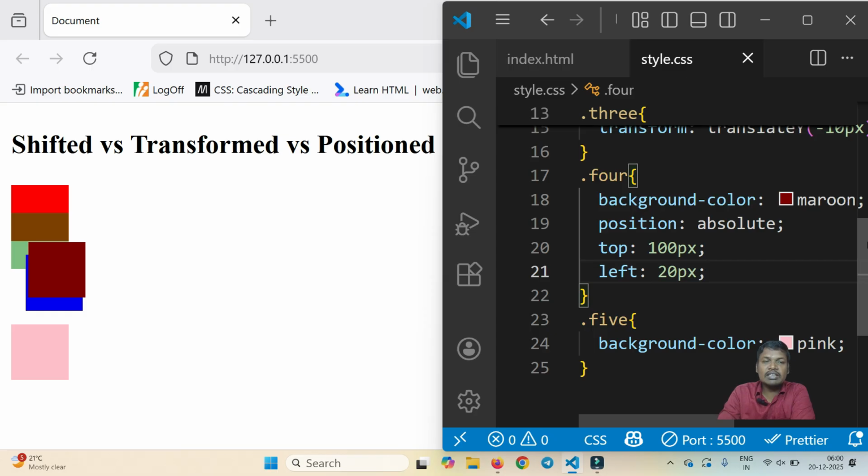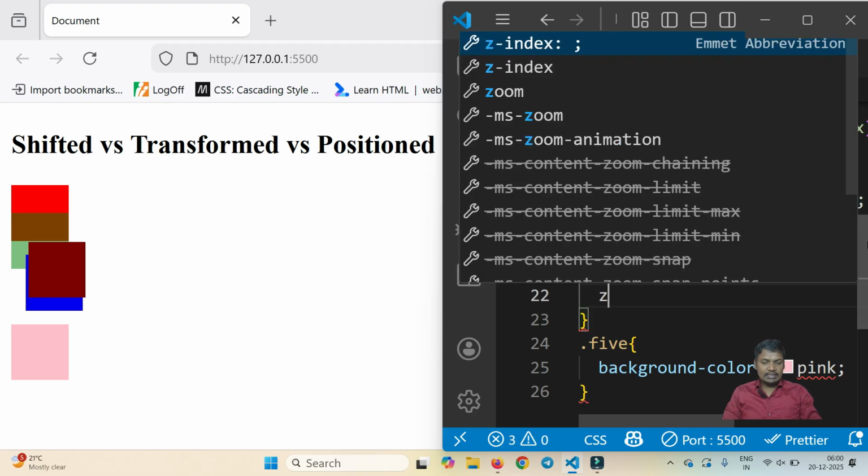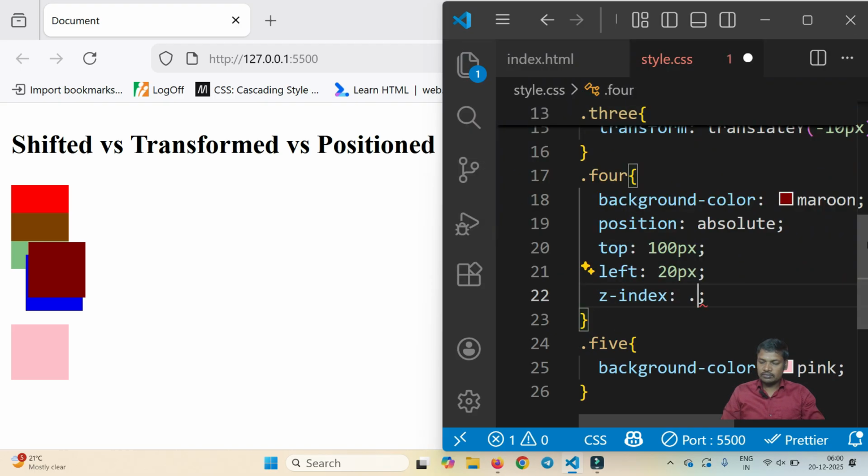Shifted elements and transformed elements are still in the normal document flow paper, but the positioned element creates another paper, another composite layer. This is important. Only the positioned element leaves the normal document flow. Remember, only the positioned element leaves the normal document flow. It is positioned over the normal, shifted, and transformed elements. Look at the examples. Here only the z-index value works. I give a negative value, so the positioned element goes beyond all other elements.